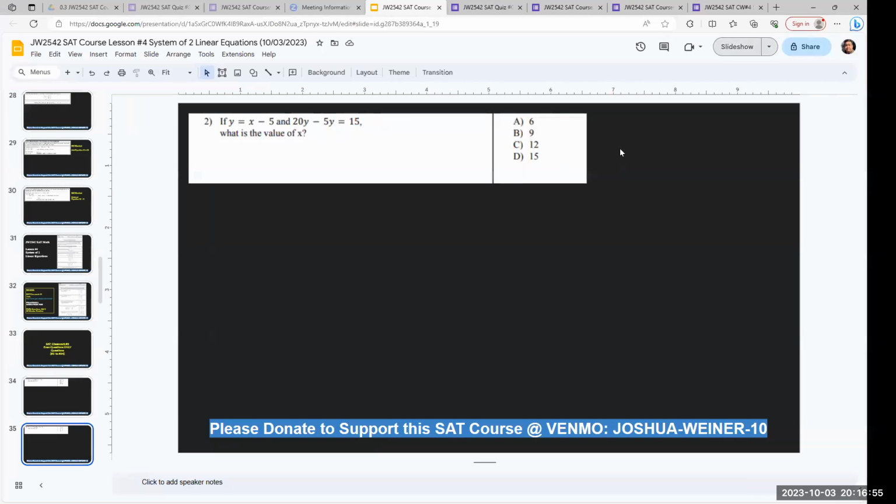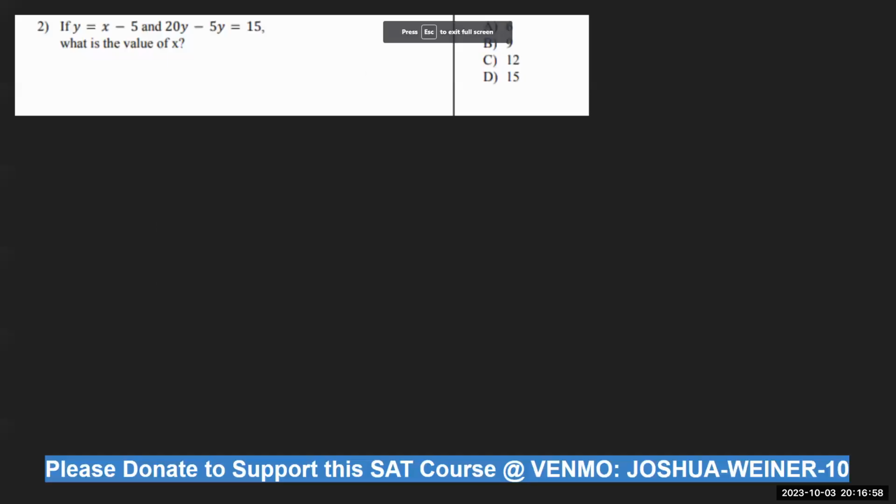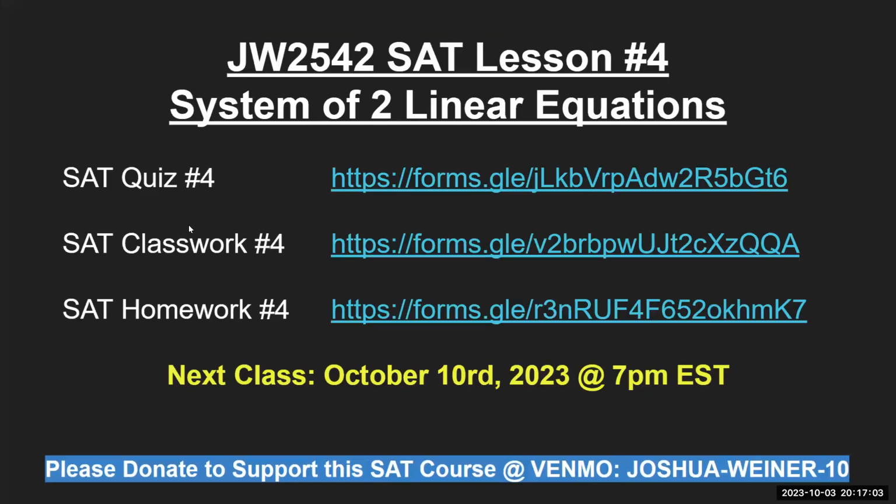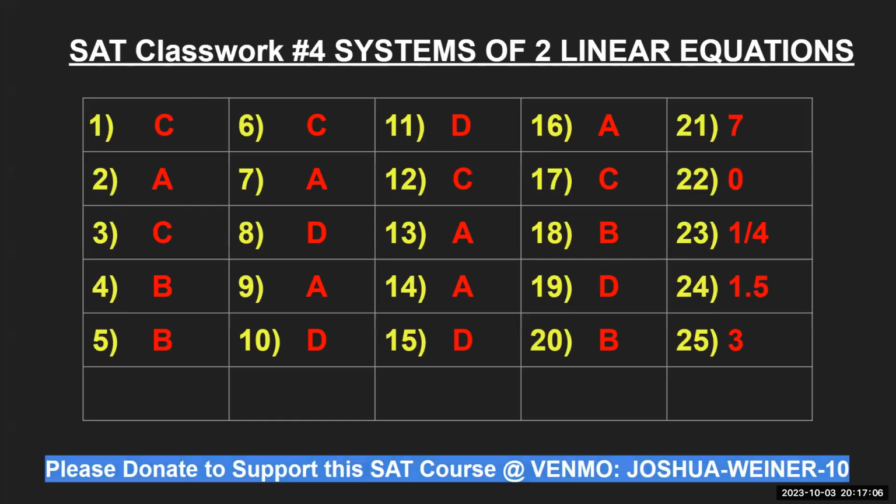So what I'd like to do now is just share with you the solutions to this classwork, and then we can go over question number 20. For this classwork, remember we just did the even questions, but here are the solutions to all the questions from 1 to 25. Going over the even questions only, 2 was A, 4 was B, like Bravo, 6 was C, like Champion, 8 was D, 10 was D, 12 was C, 14 was A, like Awesome, 16 was A, 18 was B, and 20 was B, like Bravo.